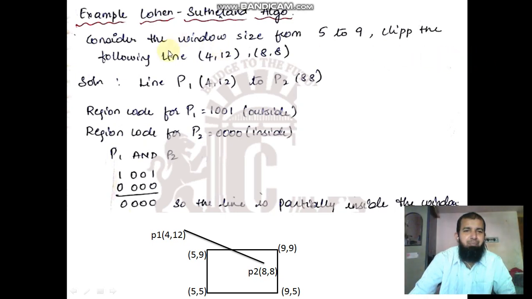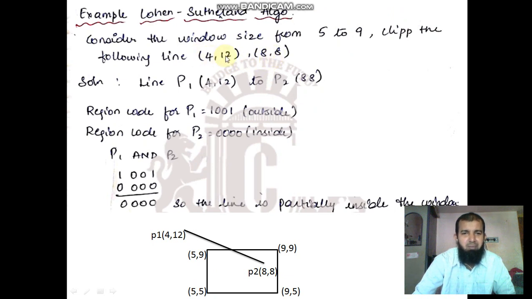Hello friends, in the previous video I explained the Cohen-Sutherland line clipping algorithm. Now we'll take an example. Consider the window size from 5 to 9. The window size is from here to here. X min is 5 and x max is 9. Clip the following line: 4, 12 to 8, 8.